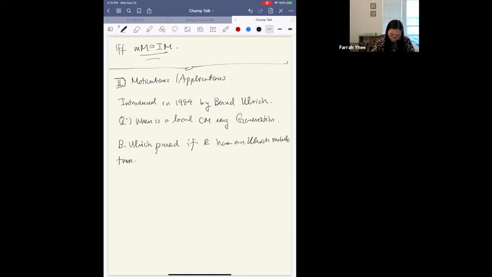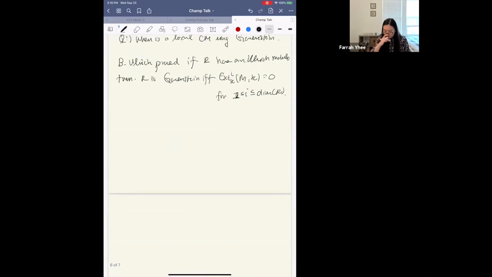then R is Gorenstein if and only if this Ext is 0 for i from 1 to the dimension of R. So even before we think about, is this a useful criterion? Is it easier to compute? There was kind of a problem. Perhaps, well, that's kind of the problem. The first problem that I would see is that it's really hard to find Ulrich modules.